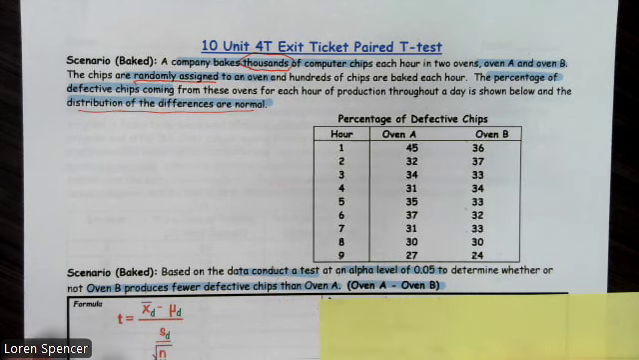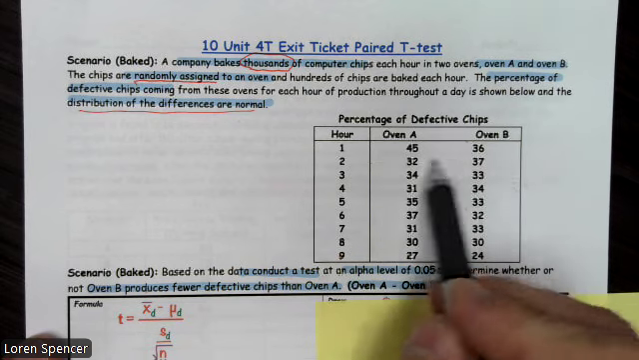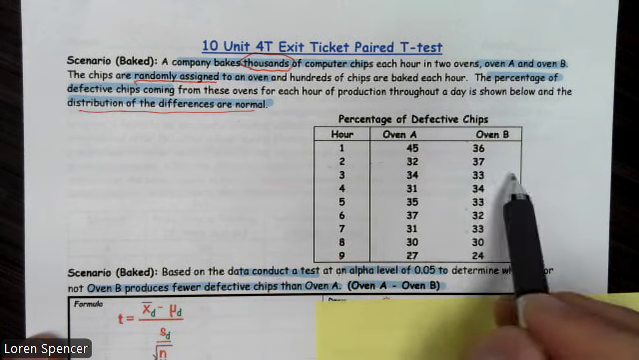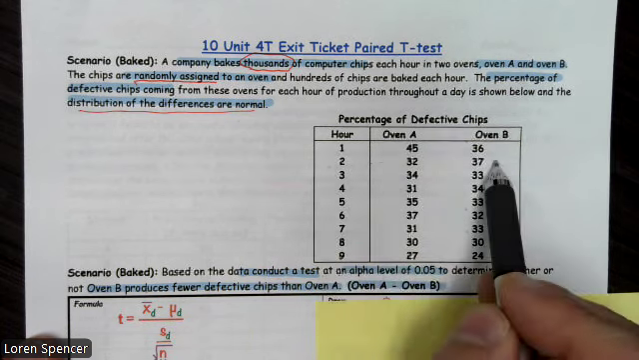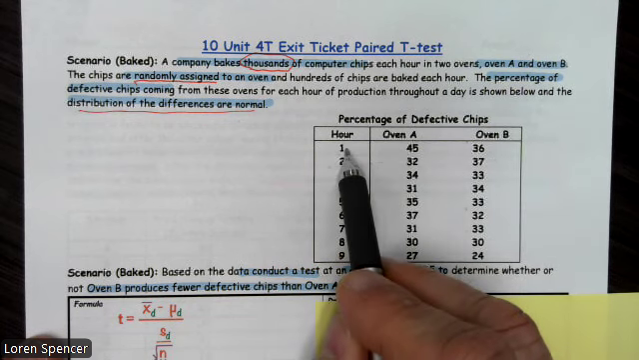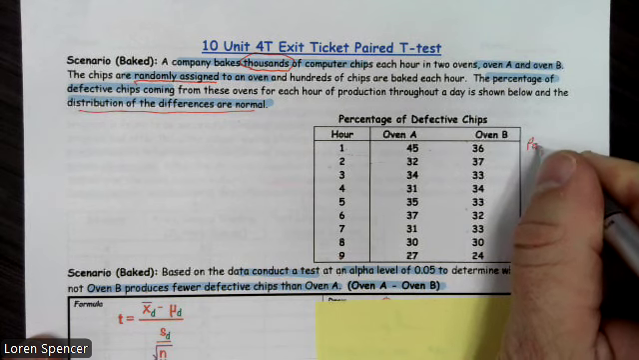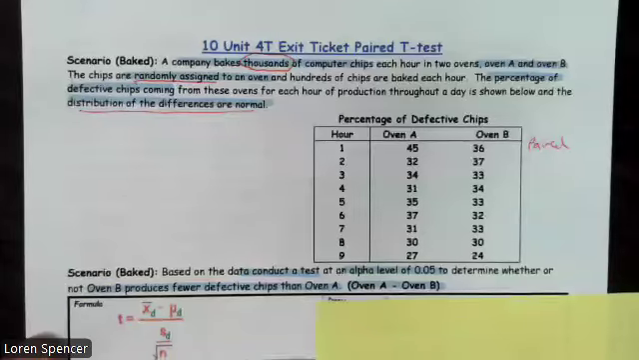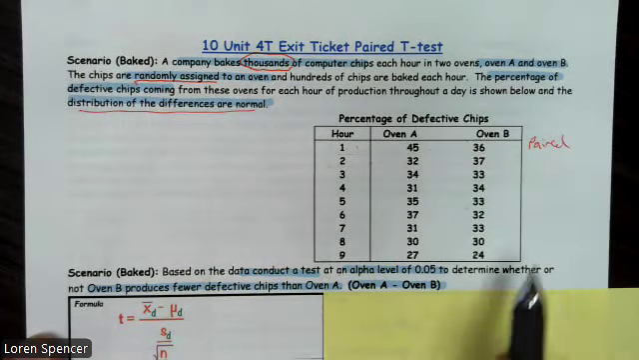All right, so here's what they've done. This is tricky. Each hour, they have two measurements, a measure for oven A, a measure for oven B. And they're making a comparison between the two. Because they're comparing at each hour, we have two measurements, one for each hour. This makes this paired, right? Because we have two measurements for each hour. So, first off, it's going to be a paired test.